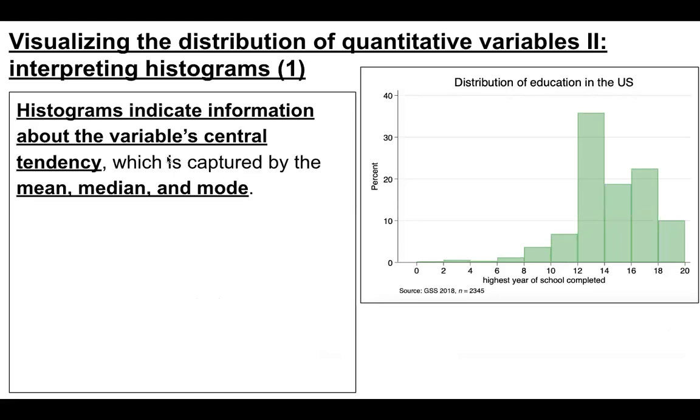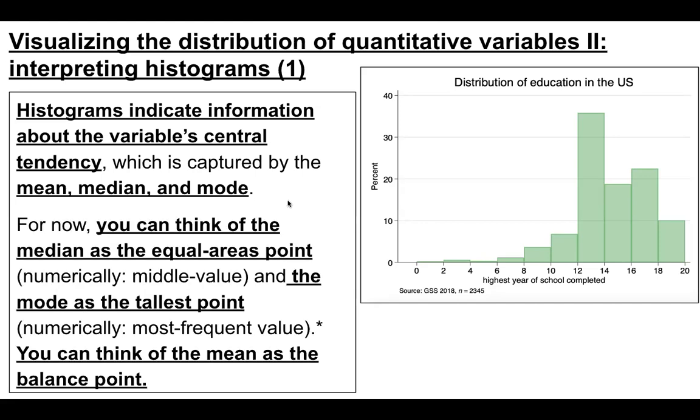We've got information about their central tendency, and central tendency means just the most typical value of a set in a sense, or the true value. And those are captured by the mean, median, and mode. We'll come back and talk about those later on. For now, you can think about the median as the equal areas point. So it's the point on the x-axis where 50% of the observations are to the left, 50 are to the right. The mode is the tallest point, and that is the most frequent value.